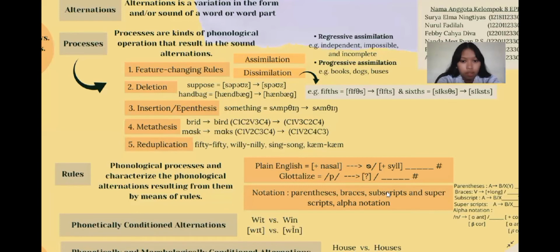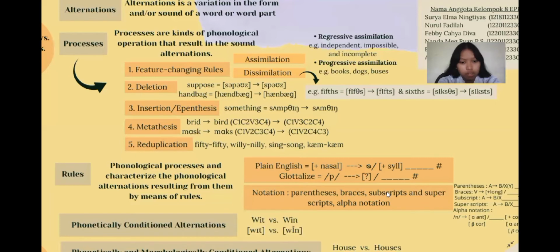Metathesis is a process of reversing the sequence of elements, often segments in the word. For example, bread in Old English becomes bird in modern English. And the word max may be realized as maks. Here the sound segments of the cluster x at the end of the syllable are reversed.